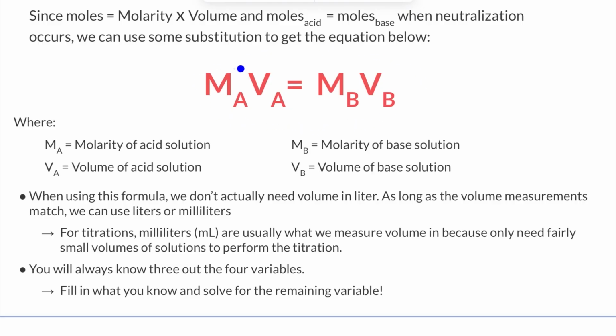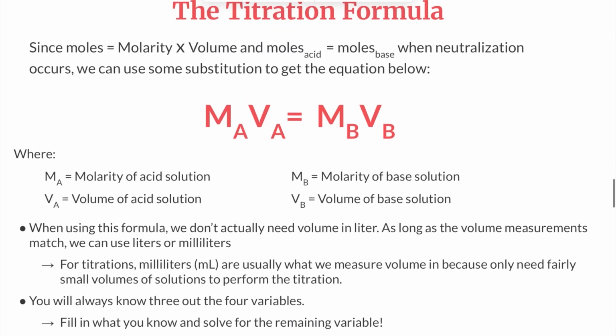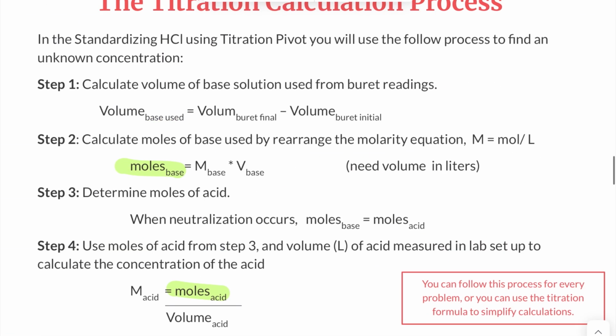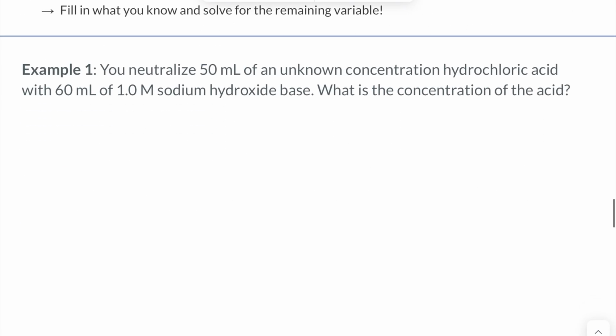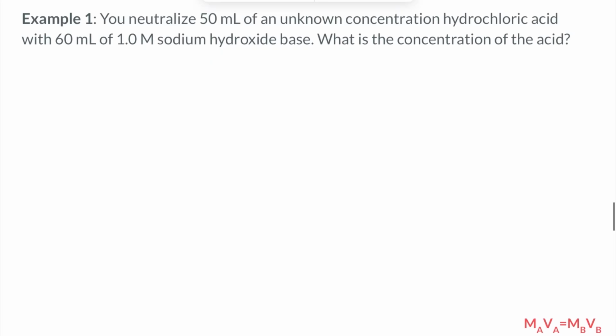And so with this formula, you will always know 3 of these 4 pieces. We can plug in what we know and then solve for that 4th variable, which is our unknown. So you're going to follow this process through the lab. If you want, you can go ahead and use this process on the examples we do. But in the rest of these notes, I'm going to just use our titration formula. So you neutralize, and anytime we see neutralize, that means that we can use that titration formula or titration equation.